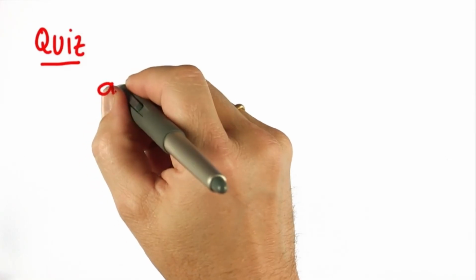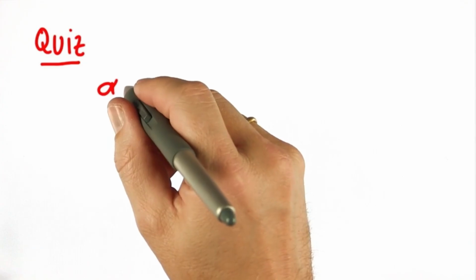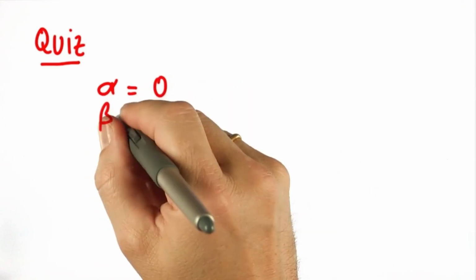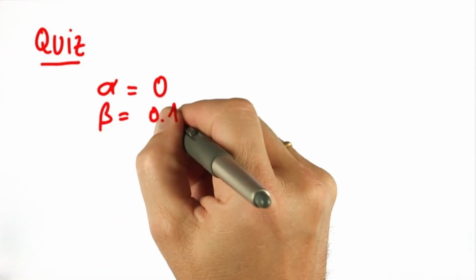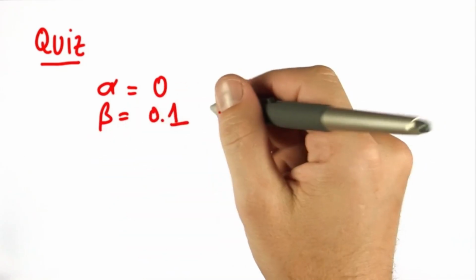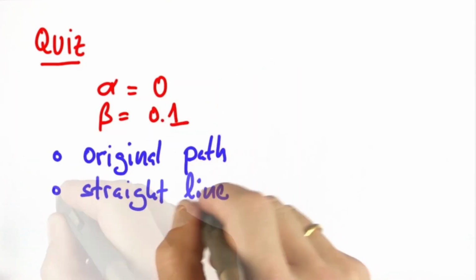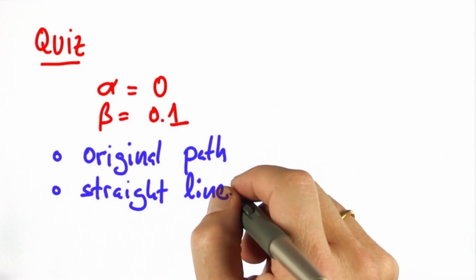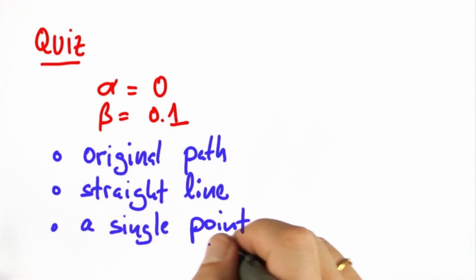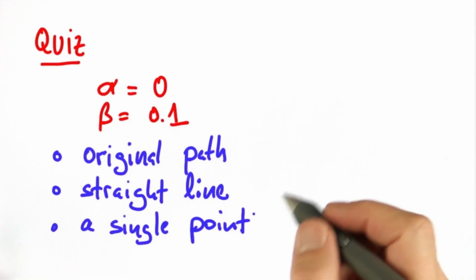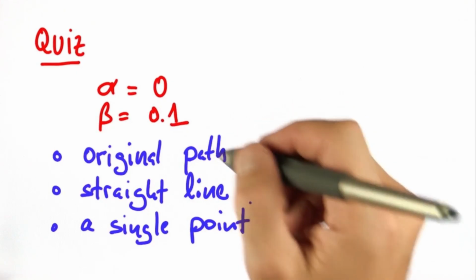And here's a tricky quiz question. Say we set alpha, our data weight, to 0 and beta, our smoothing weight, to 0.1, and we run this to completion. What do we get? The original path, the straight line connecting the initial and the final location, or will everything collapse to a single point? You can try this out in the IDE before answering this quiz.